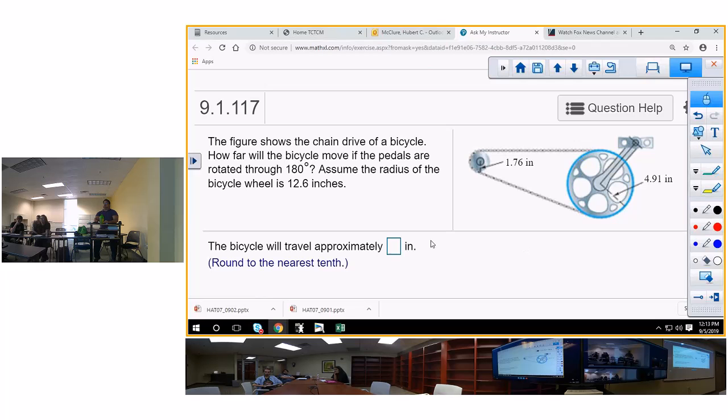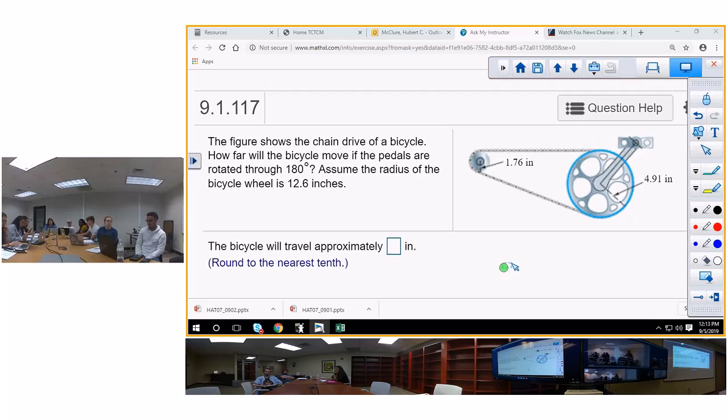Let's see. Figure shows a bicycle chain. How far would the bicycle move if the pedals are rotated, this is the pedal right here, 180 degrees? So you need to find the distance. And I know it's, what time's class over, just so I remember. 12:30.